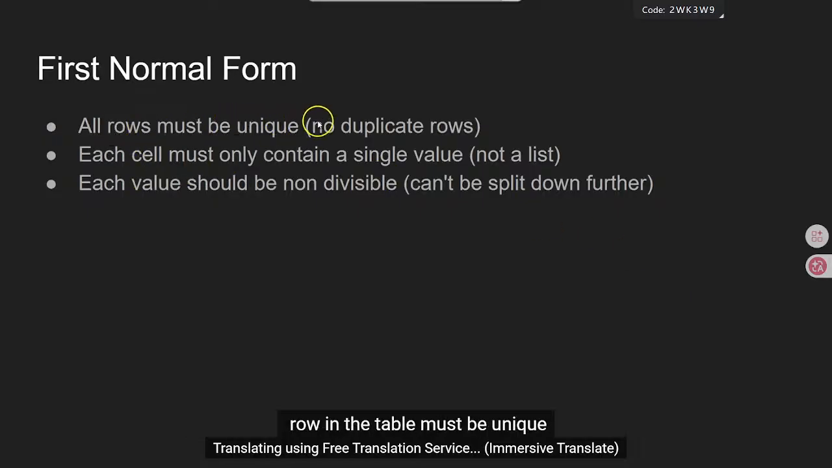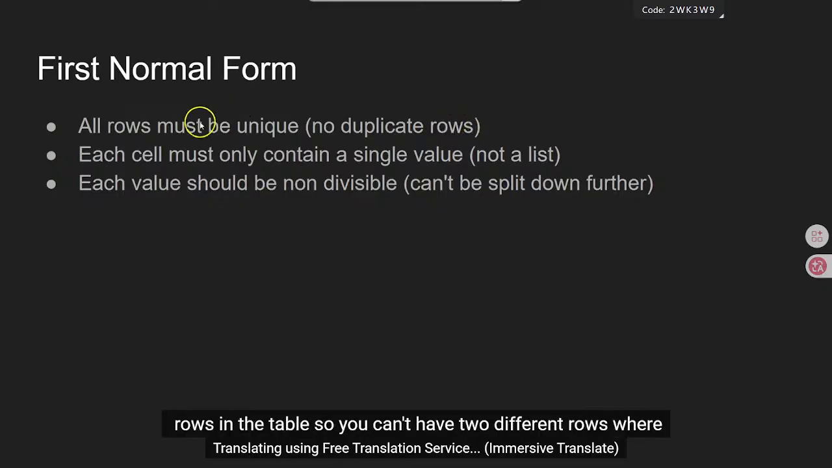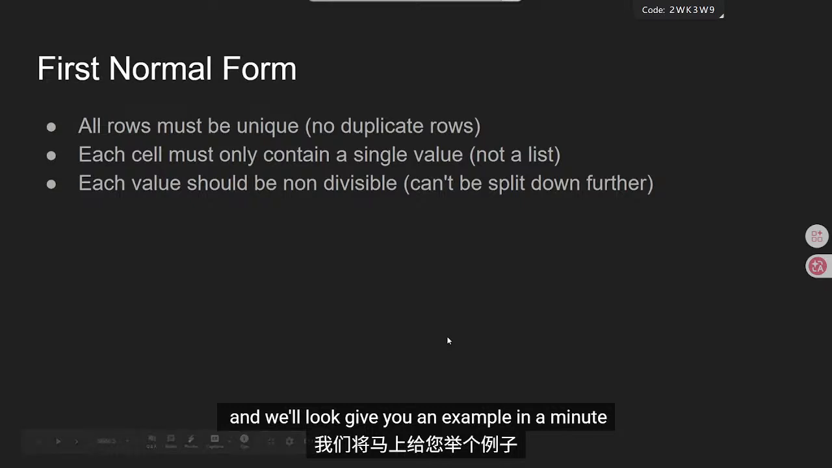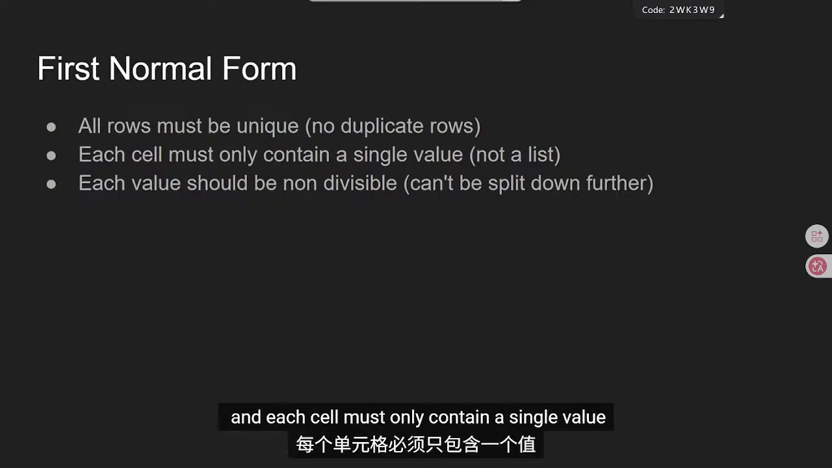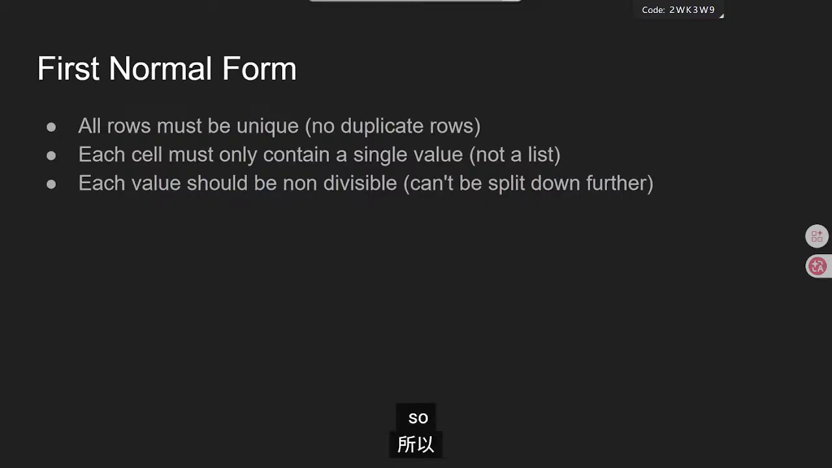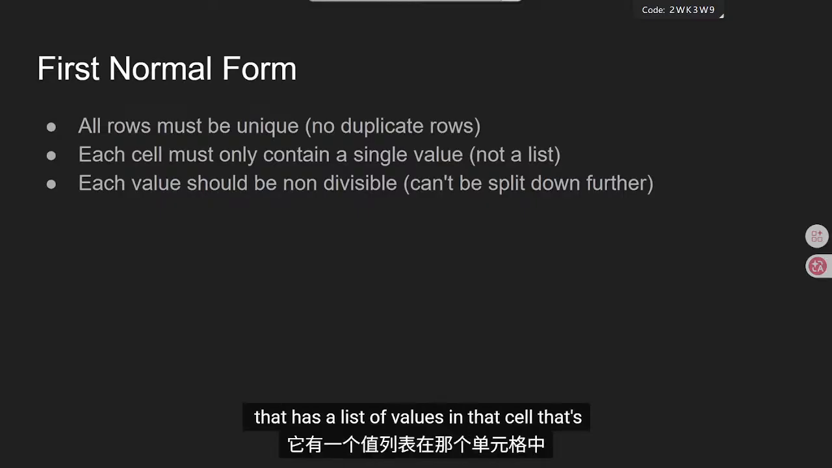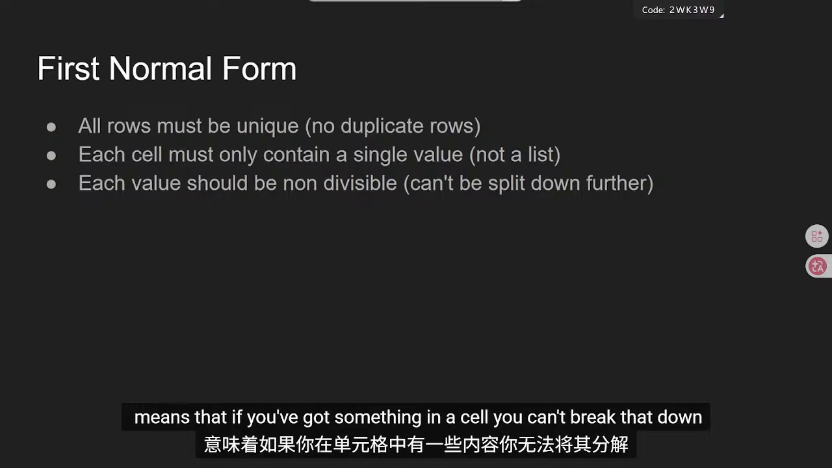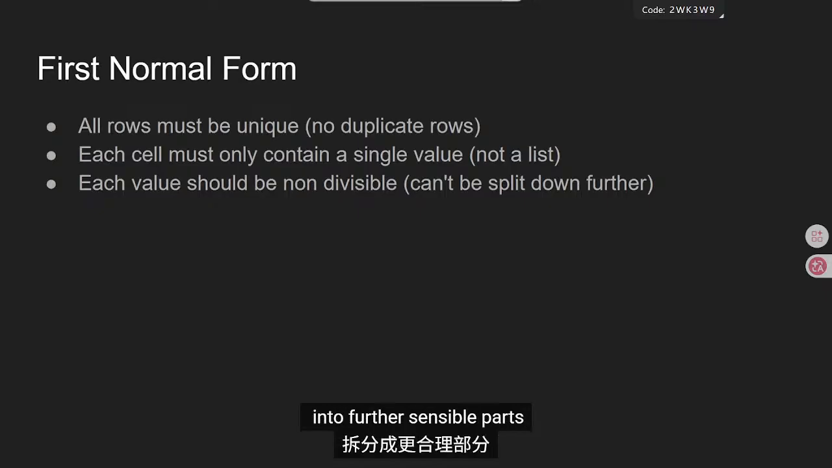Each row in the table must be unique, and therefore there cannot be any duplicate rows in the table. So you can't have two different rows where all of the data contained within those rows is identical. And we'll give you an example in a minute. And each cell must only contain a single value. So you can't have a cell in a table that has a list of values in that cell. That's a no-no. And finally, each value should be non-divisible, which means that if you've got something in a cell, you can't break that down into further sensible parts.